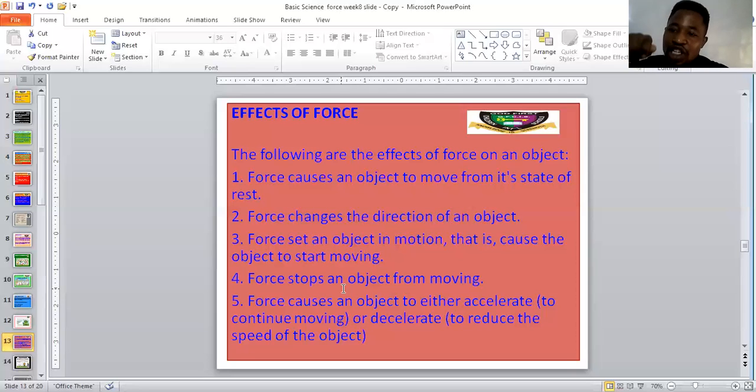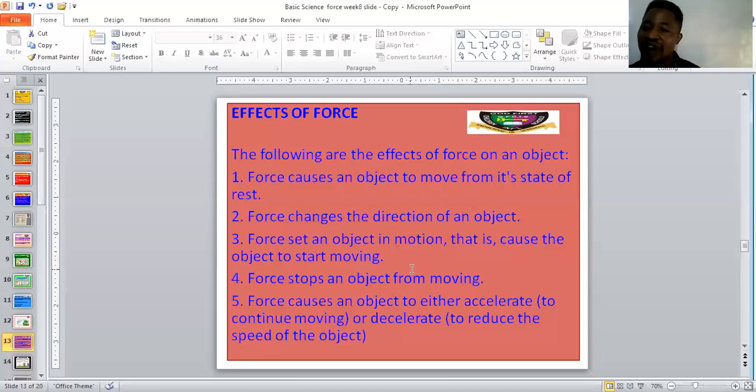So as you turn it, the speed of the fan increases. The same thing with acceleration. Acceleration means something that is moving, something in motion, moving continuously. So force causes an object to either accelerate, that means continue moving, or decelerate, that means to reduce the speed of that object. So if you release your foot from the accelerator of a car, the speed of that car will also reduce. If you reduce the number on your fan, the speed of the fan will also reduce. It's as simple as that.